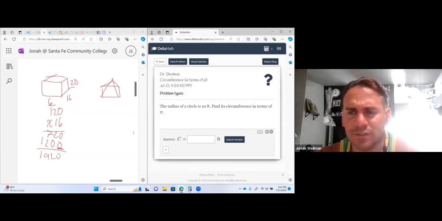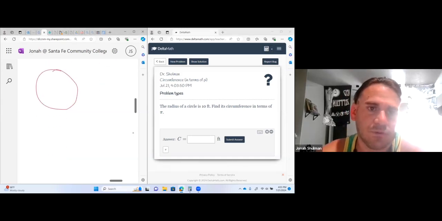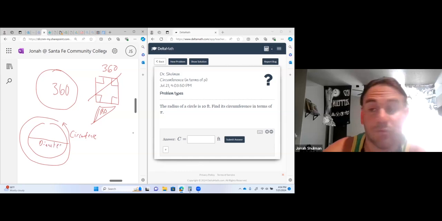All right, circumference in terms of pi. So now we've got ourselves a circle. Circles and squares are actually really similar. Squares, you've got 90, 90, 90, 90, which is 360. You cut in half, you got a triangle. This is how we know the triangles are going to be 180, but a circle is also 360. But other things about a circle is that if I take this distance all the way around, which is called the circumference, and I multiply it by its diameter, gives me the area.